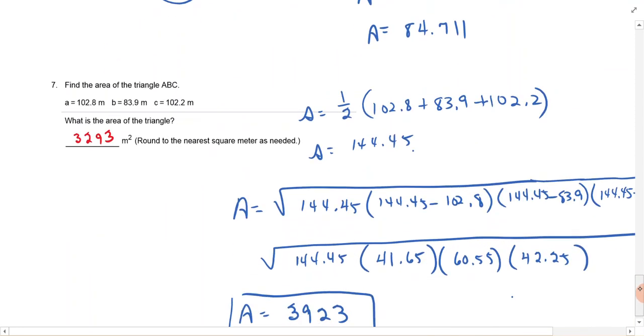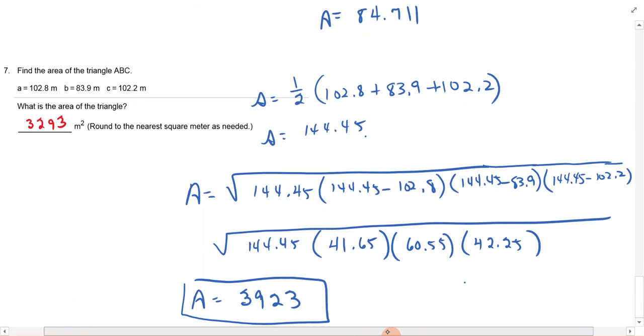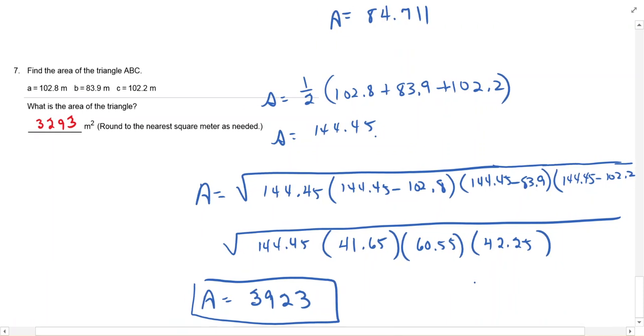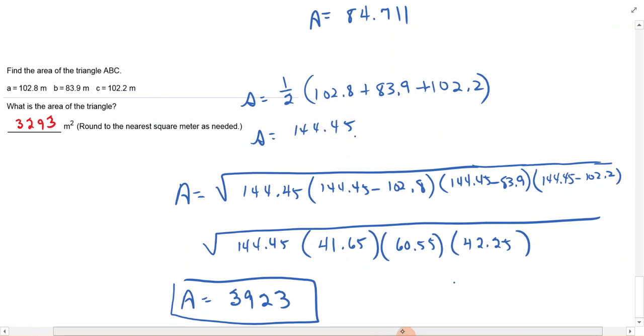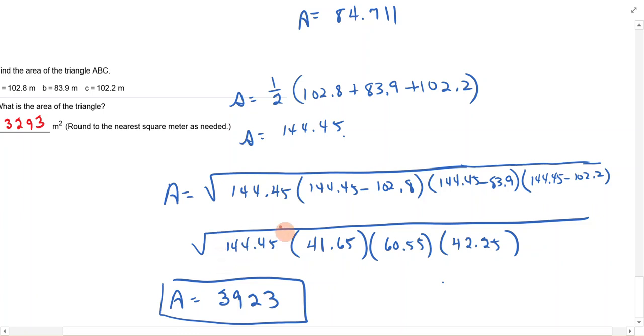Number 7, same idea. Got some big numbers there. The semi-perimeter becomes 144.45. So you just got some big numbers, but you're taking the square root of this business, and you should get 3923 for your area. So just using the law of cosines along with the law of sines to help you solve triangles, and then use Heron's formula for the area.